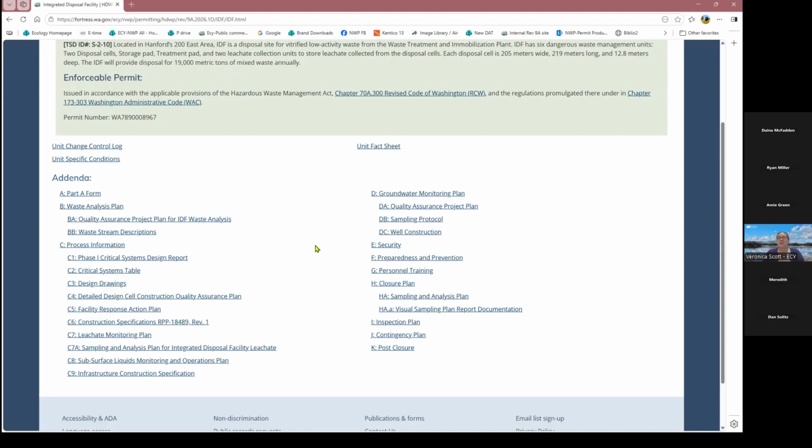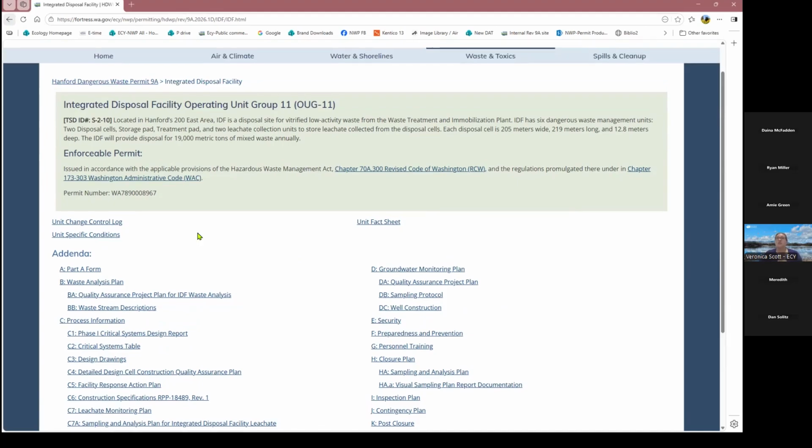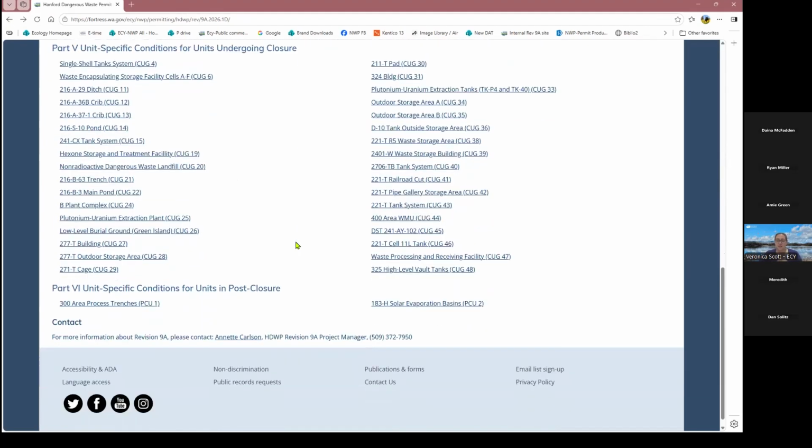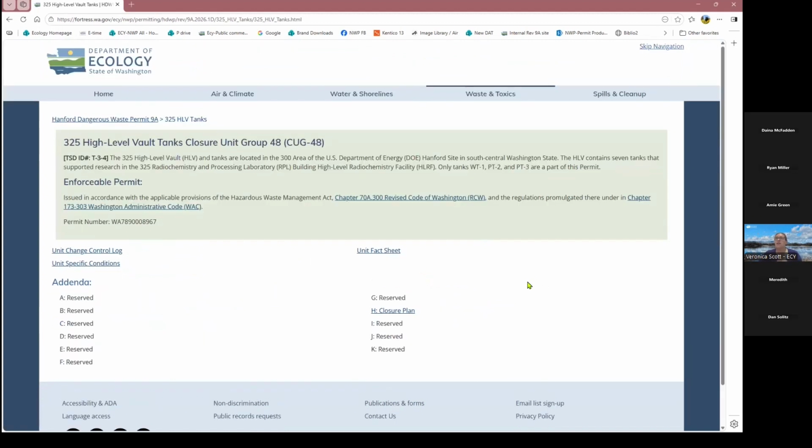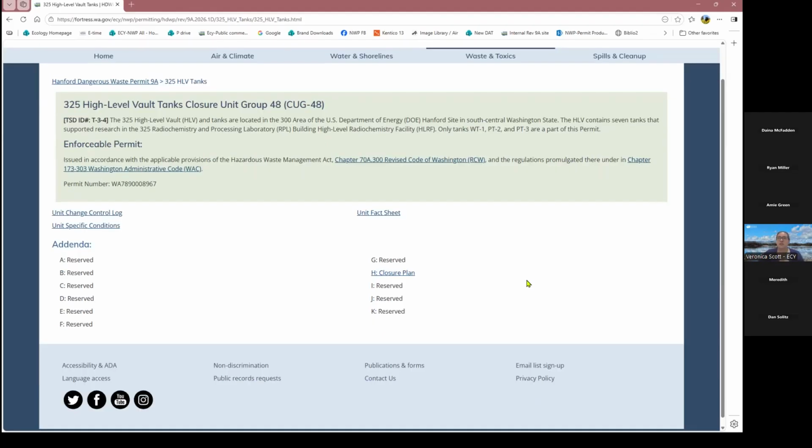Now we can go and check out, if we drop down to a closure unit group, can we click on one of the, yeah, right down there is great. 325 would be the integrated tank, a 325 high level vault tank closure unit group. So this is a closure unit. It just has, like I said, our unit-specific permit conditions, our change control log, and our fact sheet at the top. And then the only addenda that is currently there is our closure plan.